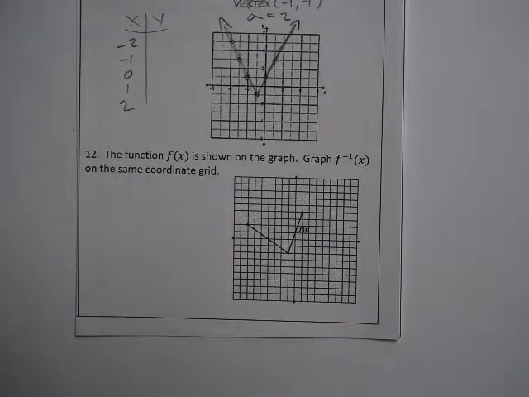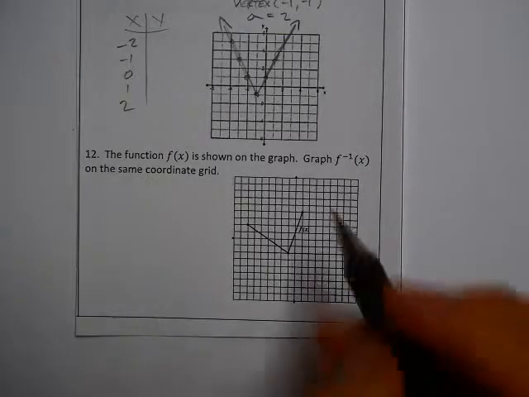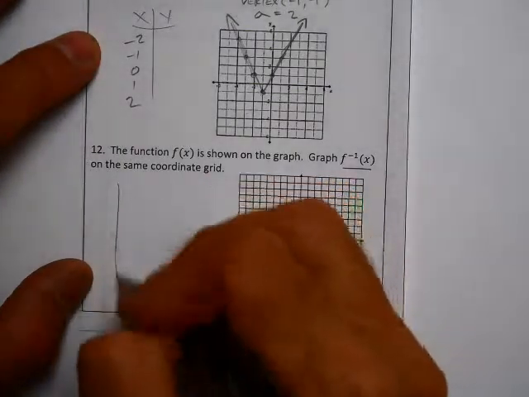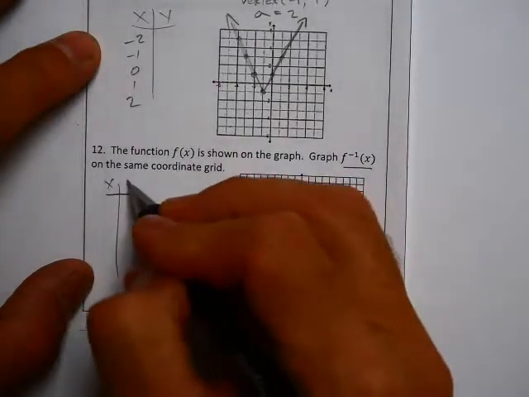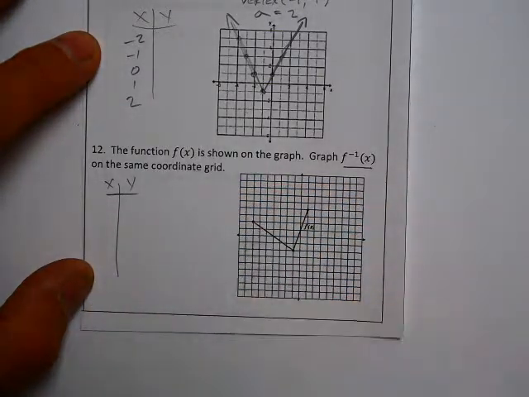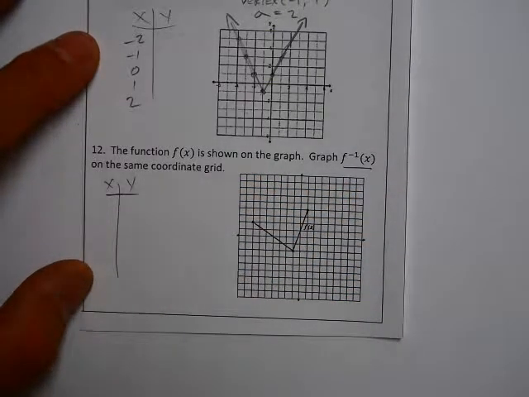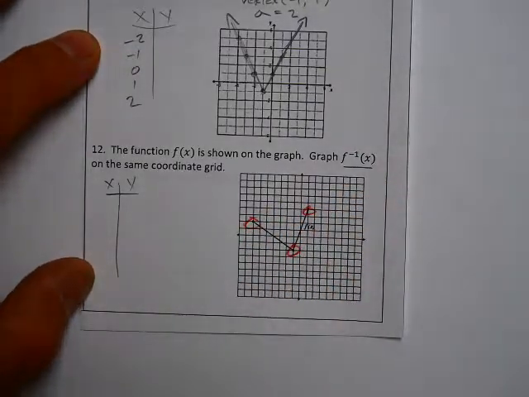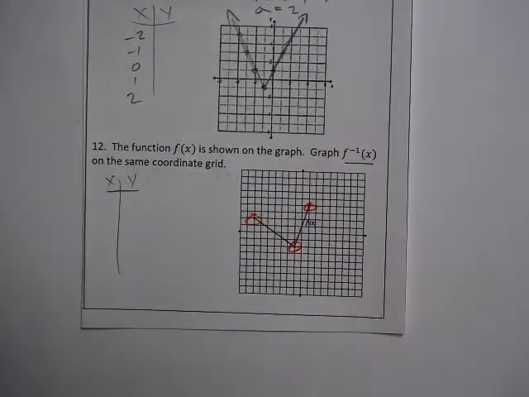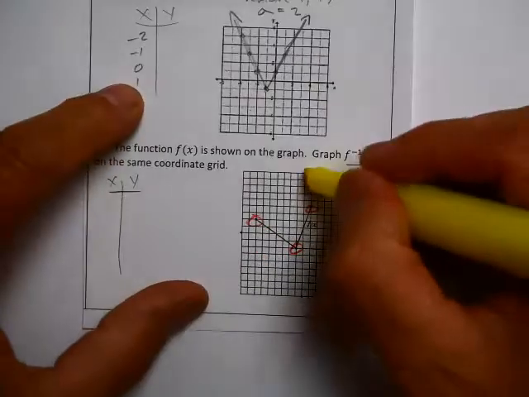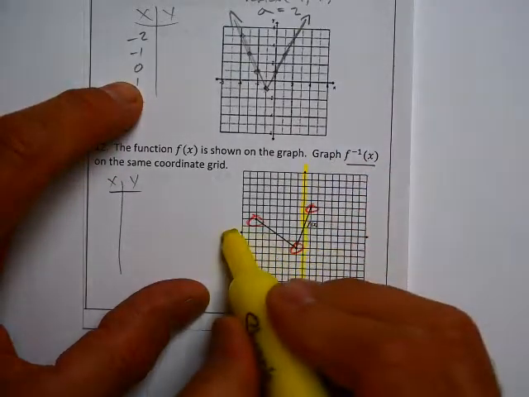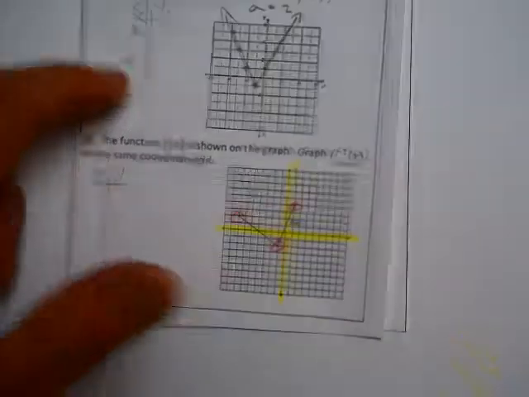The function f of x is shown on the right. Graph f negative 1 of x. This is the inverse, so basically x's and y's change. So what I'm going to do here is make an x and y table for the values that we have. I'm going to look at this point, and this point, and I'll write those down. It appears, though it's tough to see here, that this is my y-axis and this is my x-axis. I'm going to go with those.